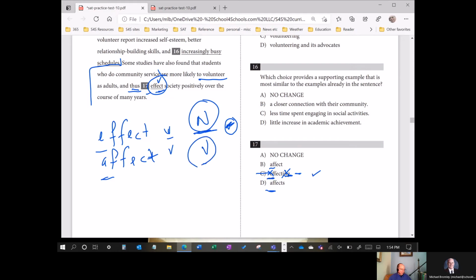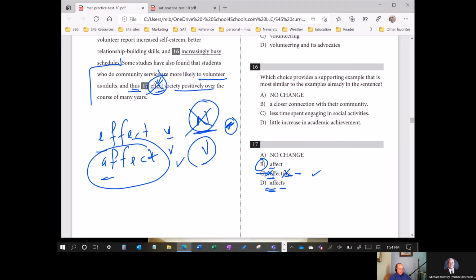Because we need to use this as a verb here, comma, and thus, and we're skipping this, it's essentially students who do community service affect society positively over the many course of years. So we go with B here. Now, what's the difference between affect and effect? We're getting rid of the E, because we're using this as a verb, not as a noun. So we go with affect.